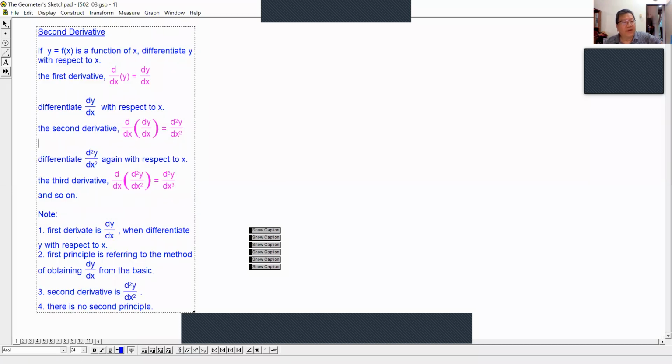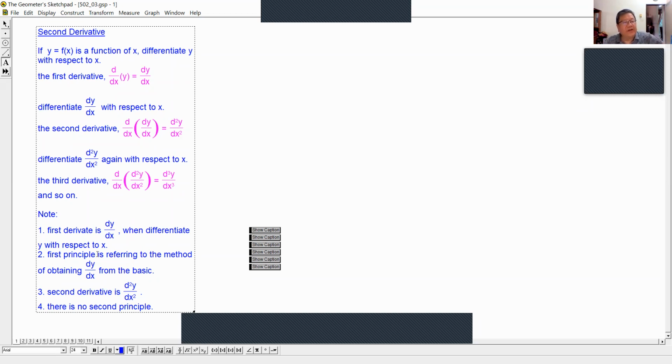Okay, right. So there are a few things that you need to take note of here. I have to clarify before we solve any problem on this second derivative. So the first thing I want to clarify is first derivative is dy dx. That first derivative is a noun. It is referring to dy dx, the result after you have differentiated. That thing is called first derivative.